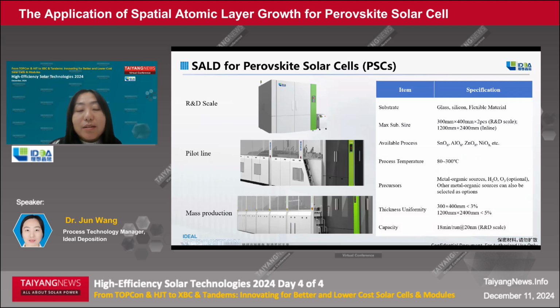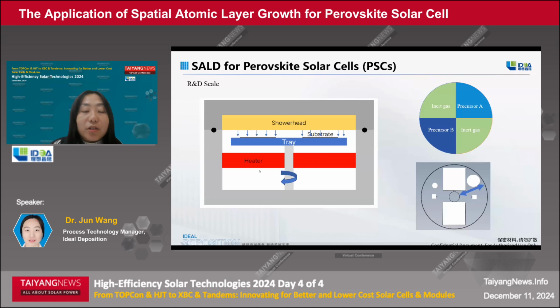The maximum coating size for the pilot line and the production line can reach about 1.2 meter by 2.4 meter. And the coating non-uniformity can be less than 5%. The mass production line can be configured according to the requirements of the production complexity and the film thickness.